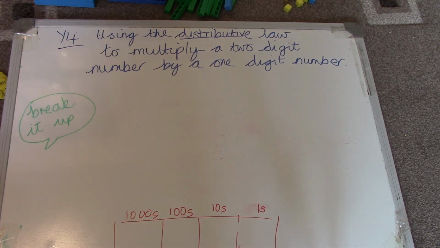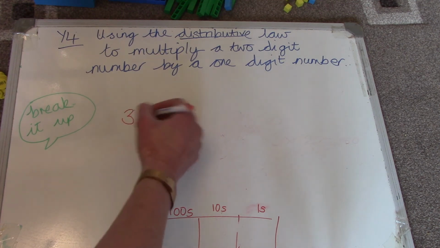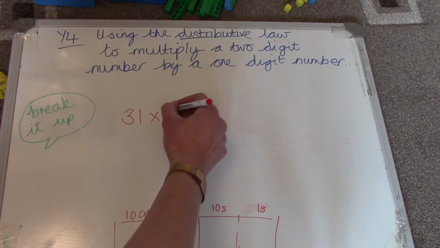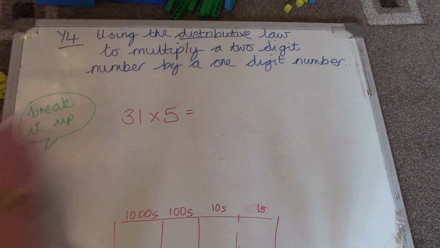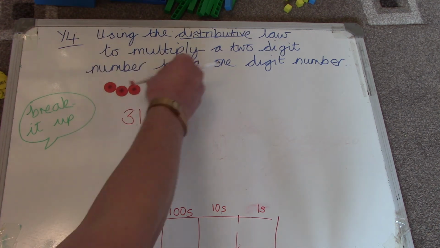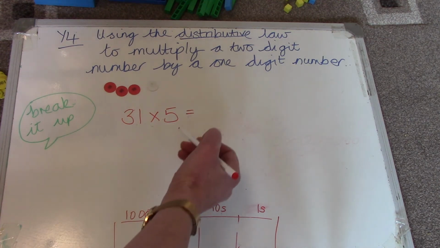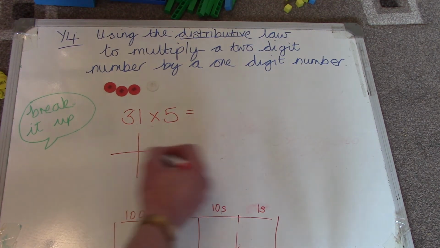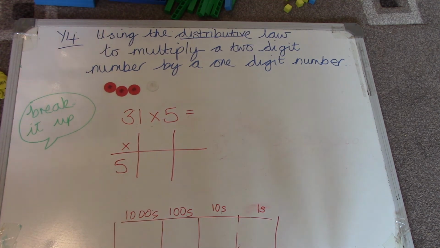So one of the first questions we have a look at, if we're going to have a look at 31 multiplied by 5, okay, instead of taking 31 all together, we will look at partitioning it or breaking it up. So we'd look at 30 times 5 and 1 times 5. So one of the ways we can do this is by using that grid to help us. This should look familiar because you would have looked at this in year 3.